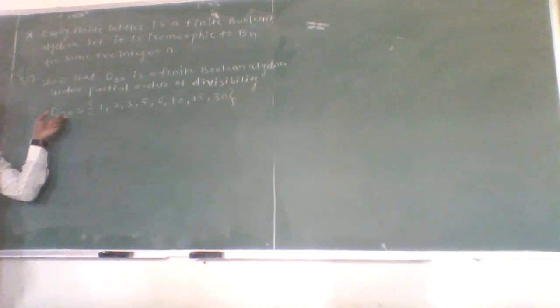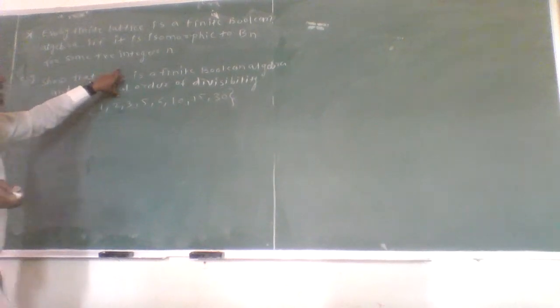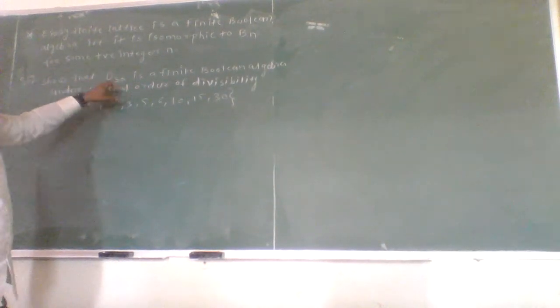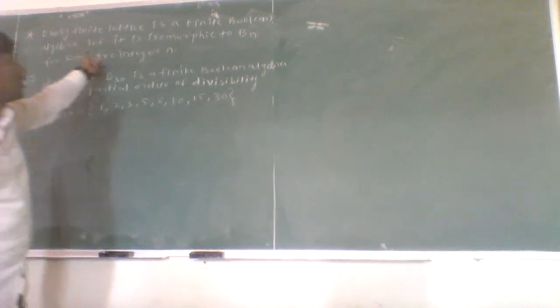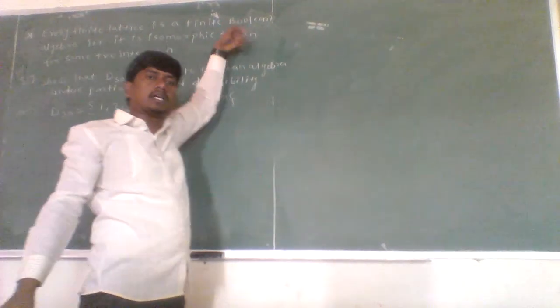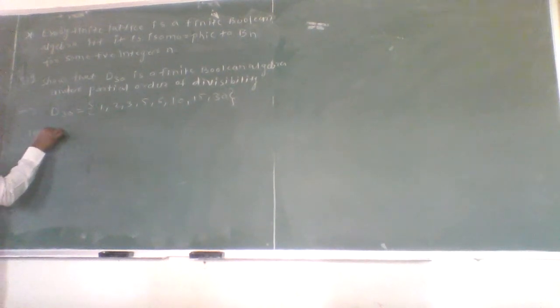Okay. Since we already know what D30 is, D30 contains all the elements which are the divisors of 30. Now, as we have to prove that D30 is a finite Boolean algebra, if we prove that D30 is isomorphic to Bn for some positive integer n, then clearly we can say that D30 is a finite Boolean algebra. Let us define a function.